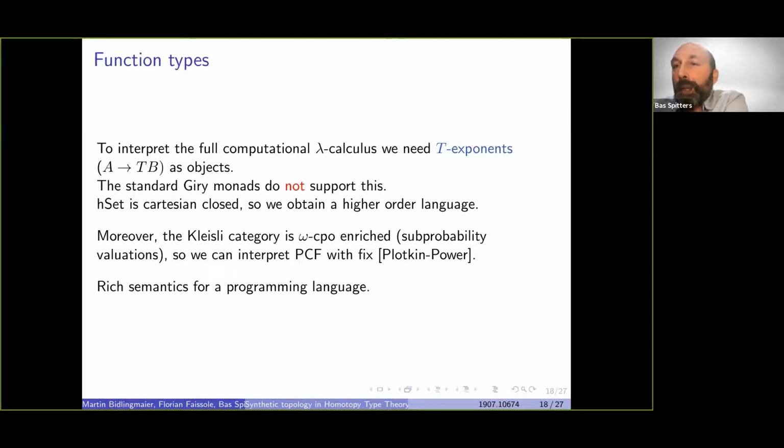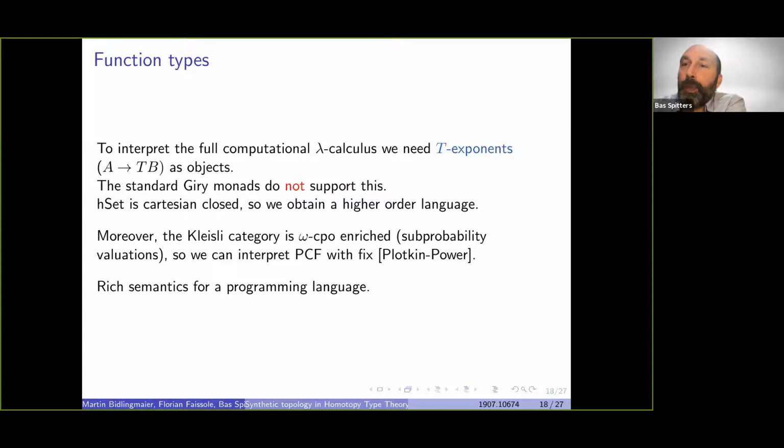What is missing, and that's what I said before, is that measure spaces don't form a Cartesian closed category. So to interpret the full lambda calculus, we need what is called T-exponents. So we need that the Kleisli maps are actually objects in our category. So this is not supported by the standard Giry monad, but in our topos, or our homotopy sets, if we're in homotopy type theory, we can actually obtain such a higher order language.